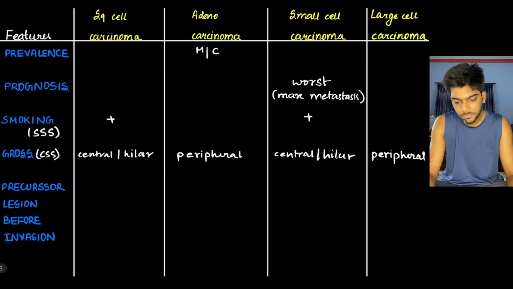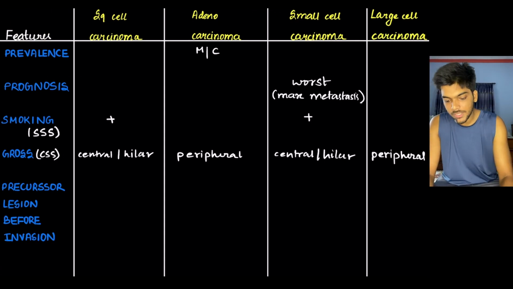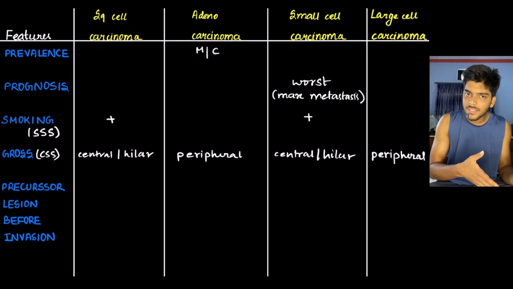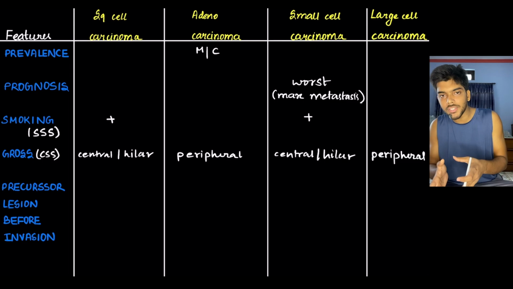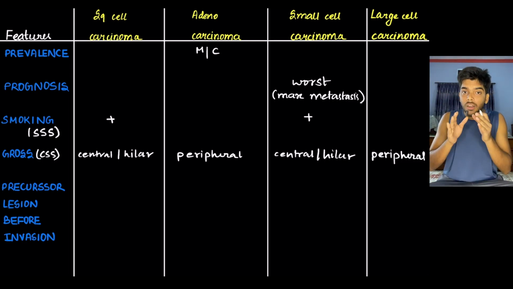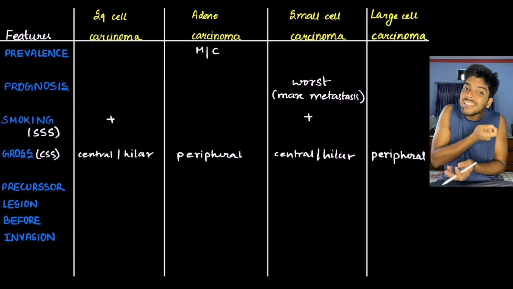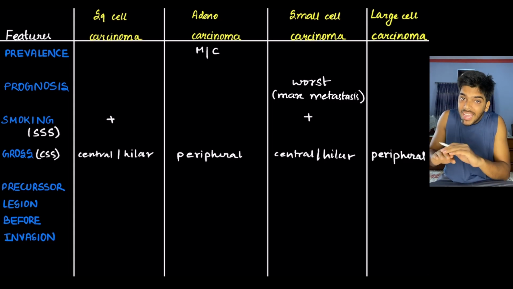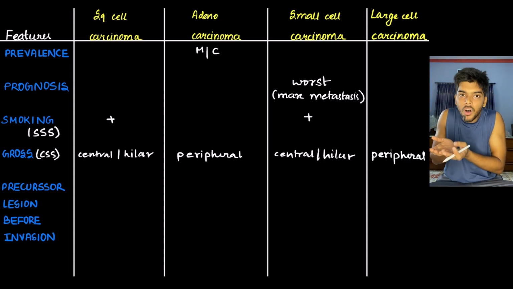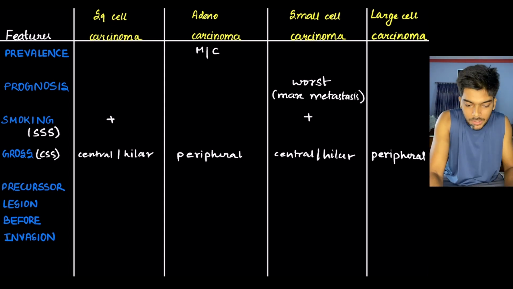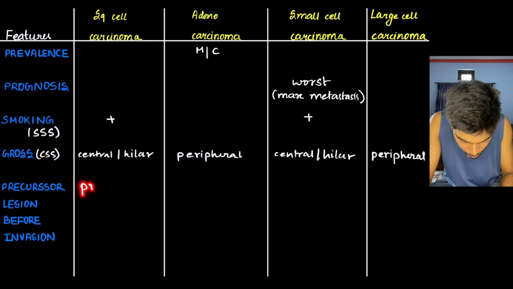Okay, next. Precursor lesion before invasion. All these carcinomas are cancers, and cancers are invasive in nature. But before the formation of this invasive cancer, there was a pre-existing lesion. Before the existence of this invasive form, there was a pre-existing non-invasive form.